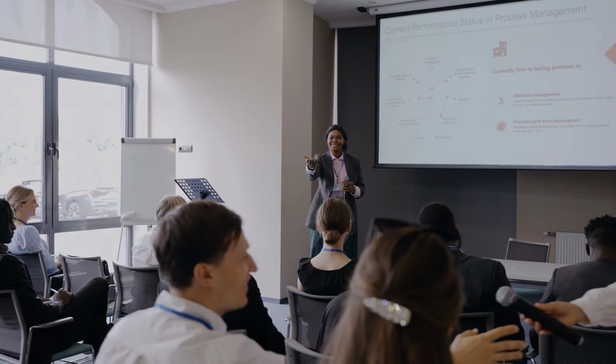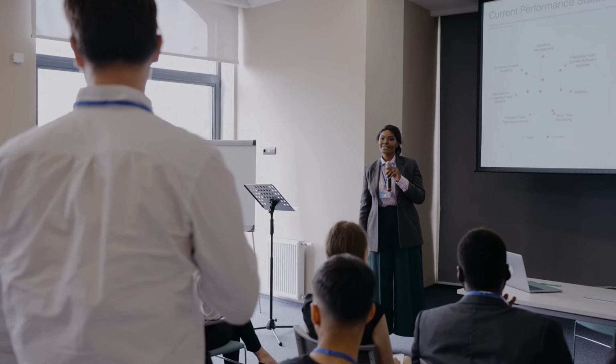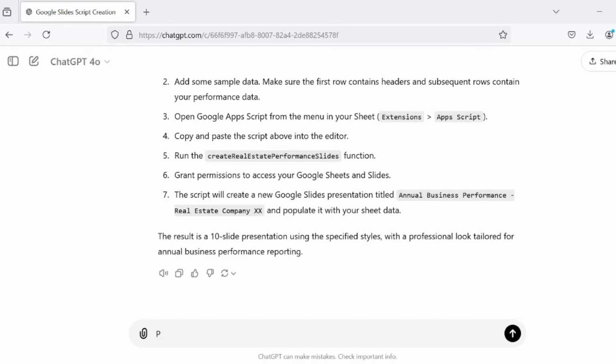Next up is tip number 4 on creating interactive slides. To make your presentations more interactive, consider adding Q&A slides where you anticipate common audience questions and preload thoughtful answers. ChatGPT can assist by generating potential questions based on the content of your presentation.